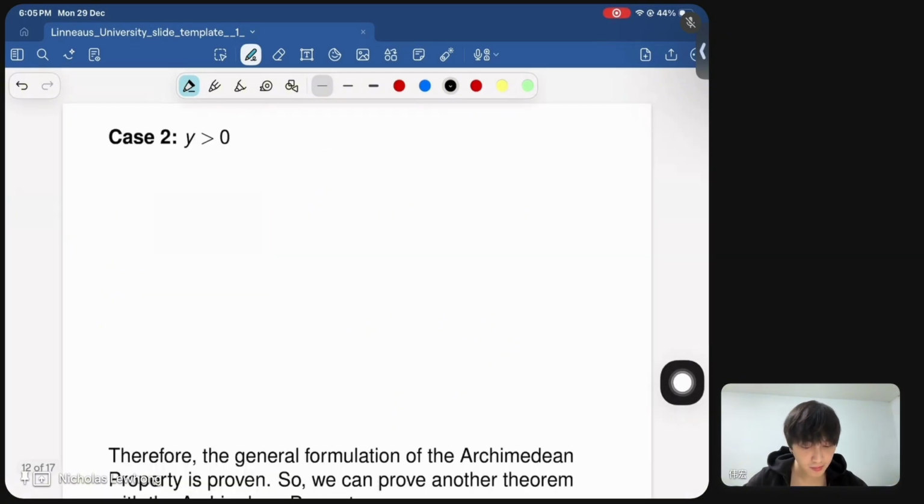And for case 2, y larger than 0. Y larger than 0 is more complicated because we need to use our Archimedean property 1 again.